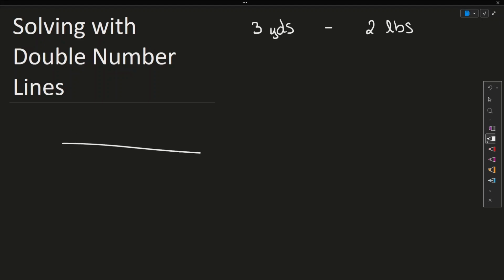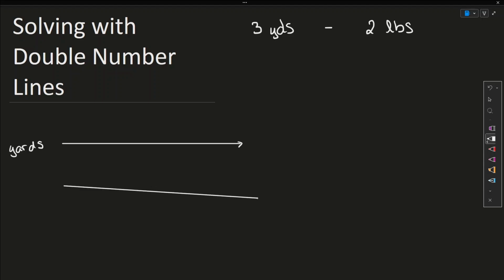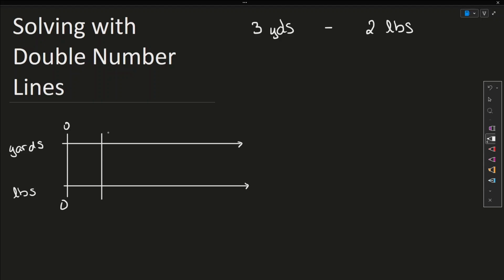Let's set up our double number line. We'll need 2 number lines. We'll make the top one yards, and the bottom one will be for pounds. 0 yards is going to be 0 pounds. And 3 yards, we know, weighs 2 pounds.